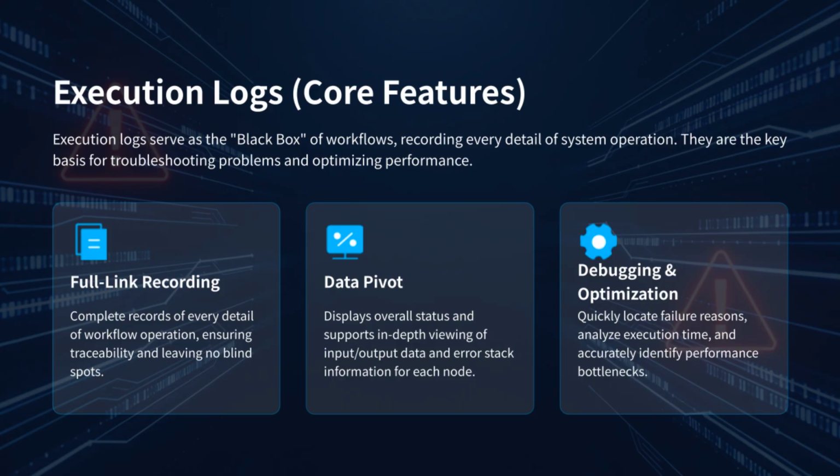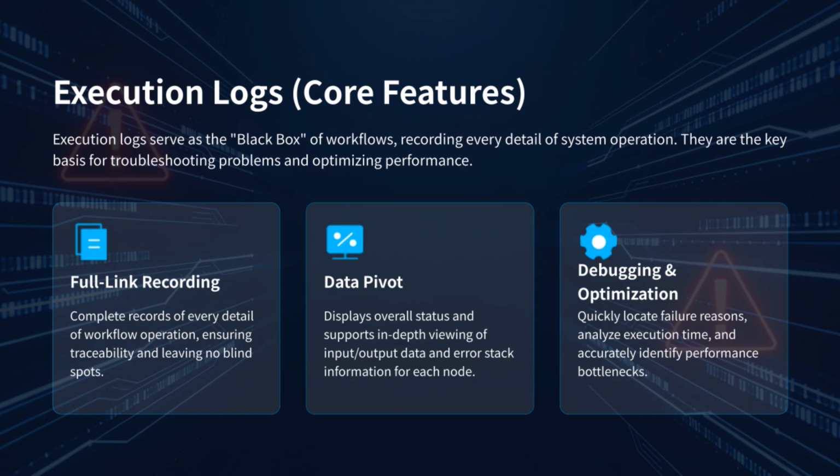First up, let's talk about execution logs. I like to refer to these as the black box of your n8n workflows, and they're your first stop when something goes wrong. Just like a plane's black box records every detail of a flight, execution logs capture every single step of your workflow's execution, tracking each node, every data piece, and noting all successes and failures. They're your number one tool for troubleshooting and fixing errors, serving 3 essential purposes.